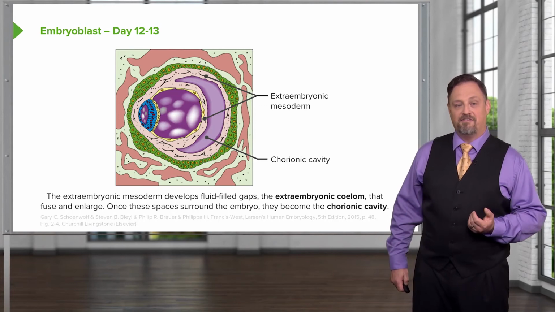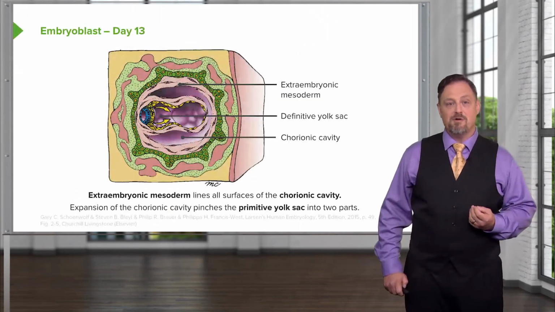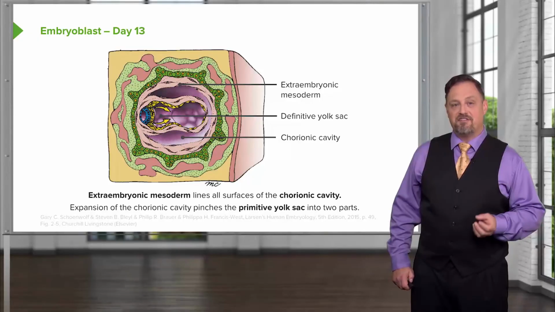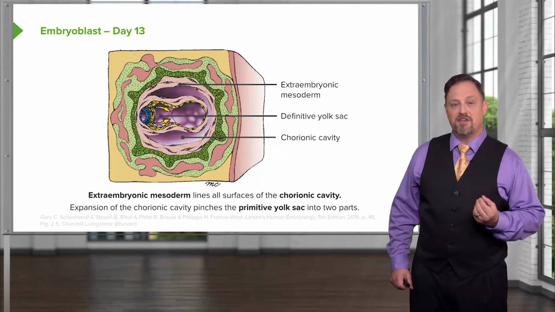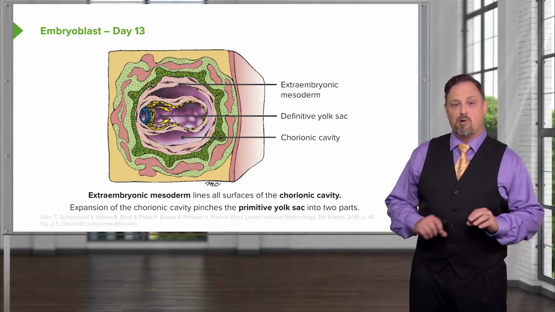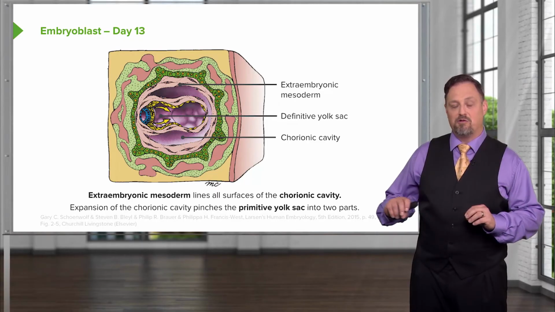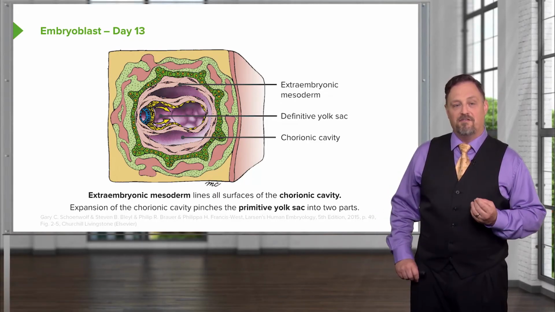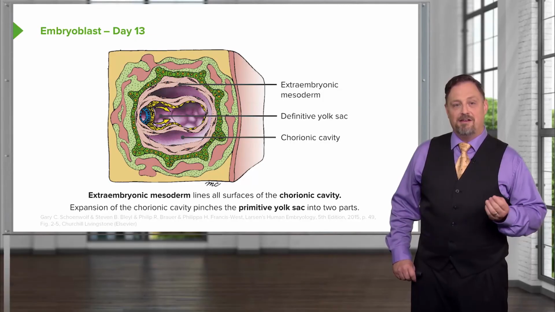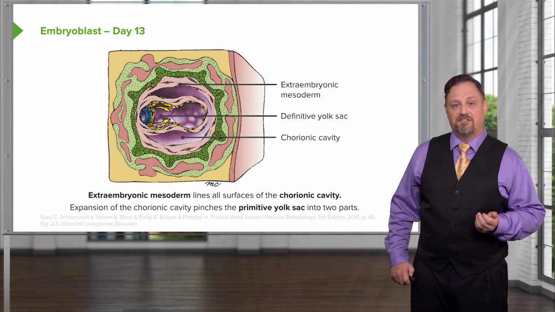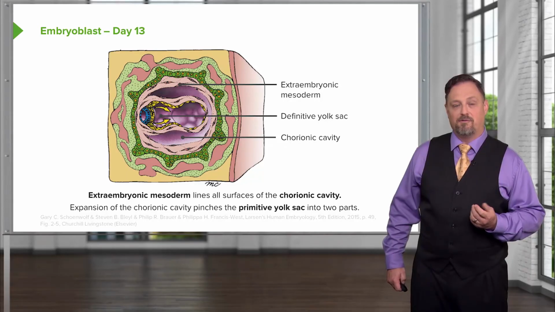Initially, the chorionic cavity will surround the embryo and only much later be replaced by the expanding amniotic cavity. So as we move a little further along, the expansion of the chorionic cavity pinches the yolk sac in such a way that a portion of it moves away from the embryo towards the opposite pole of the developing embryoblast. And the part of the yolk sac that remains in contact with the embryo is going to be distinct, and it's going to form what's called the definitive yolk sac. The portion that moves away is going to form remnants of the primary yolk sac called exocoelomic cysts.